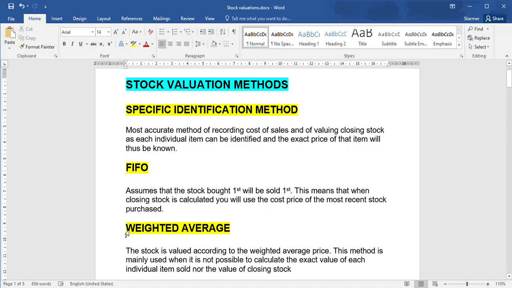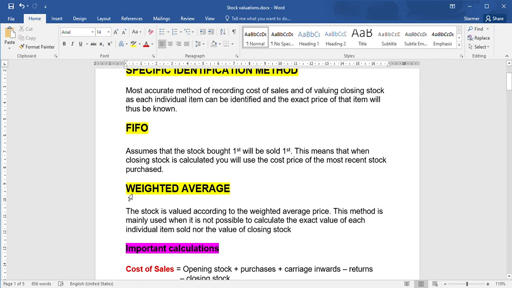Weighted average. Okay, there we work out a weighted average price for the stock. Okay, and you take that by working out your amount that you spent with your opening stock, etc., divided by your number of units that you purchased, and that will give you a weighted average price. You then use that weighted average to work out the value of your closing stock.